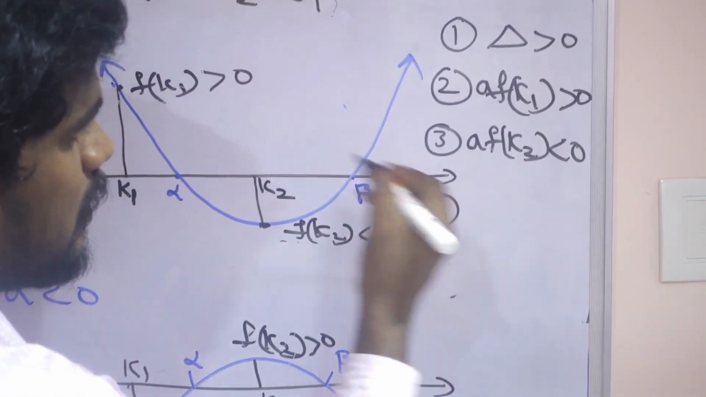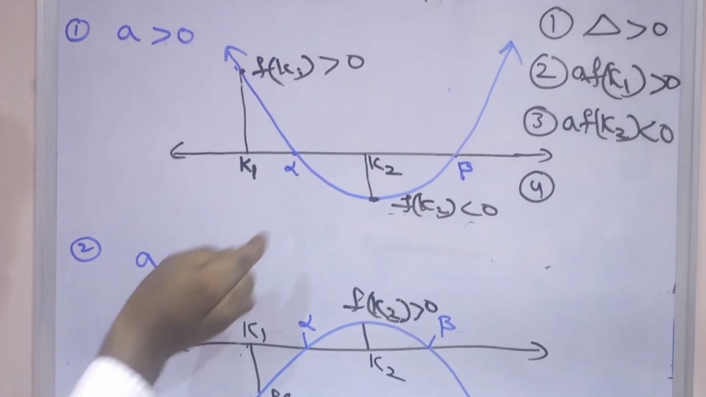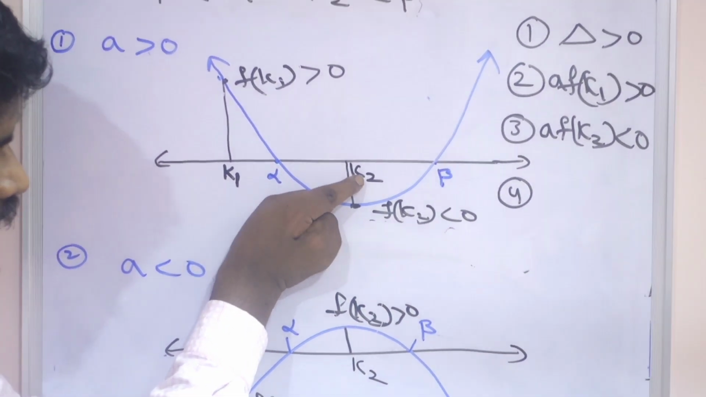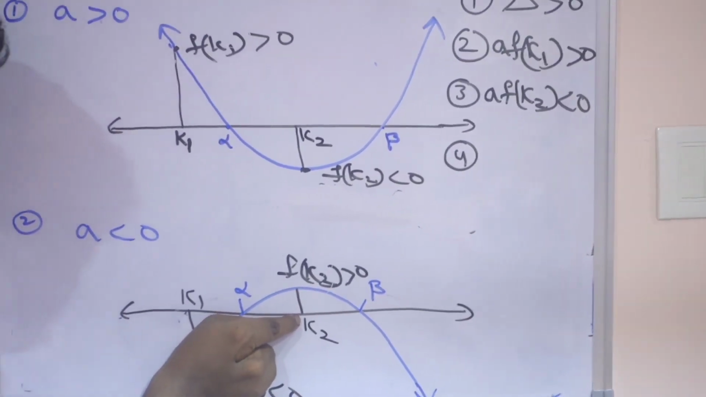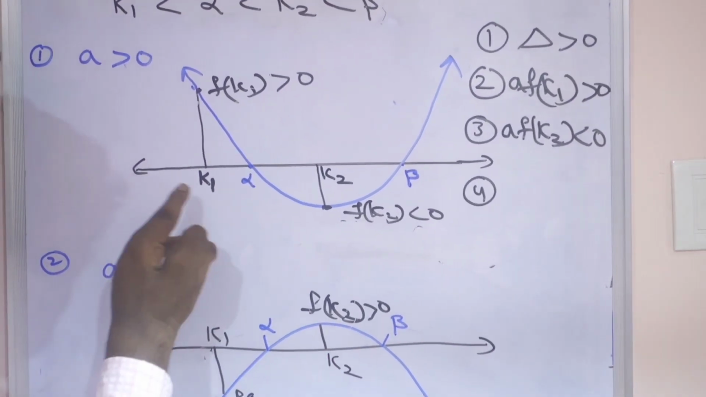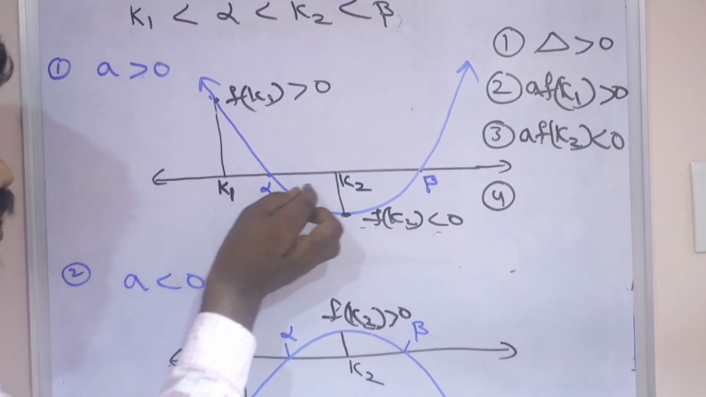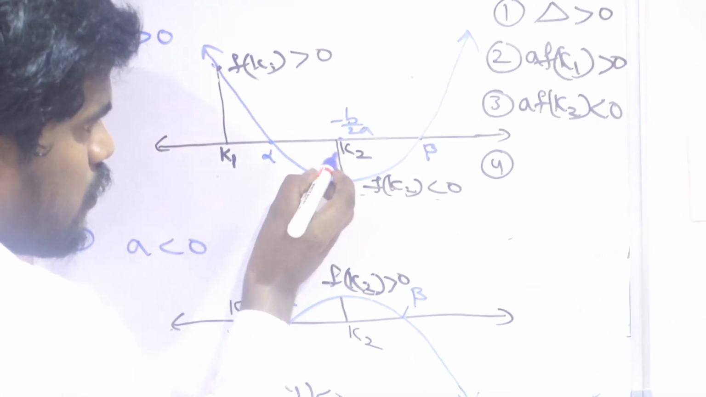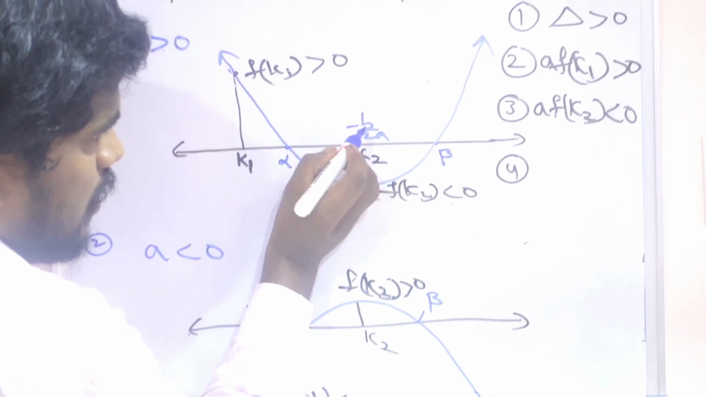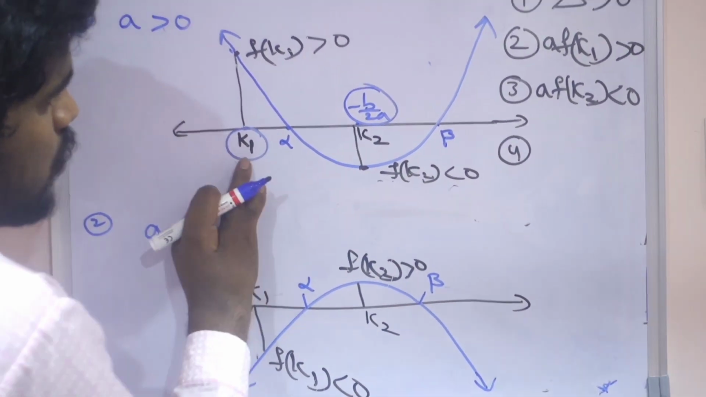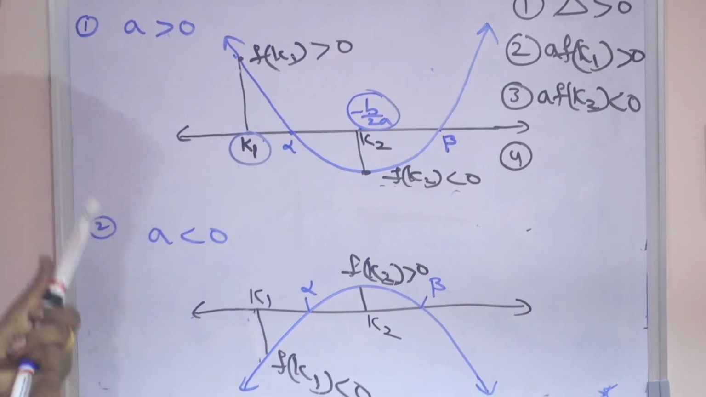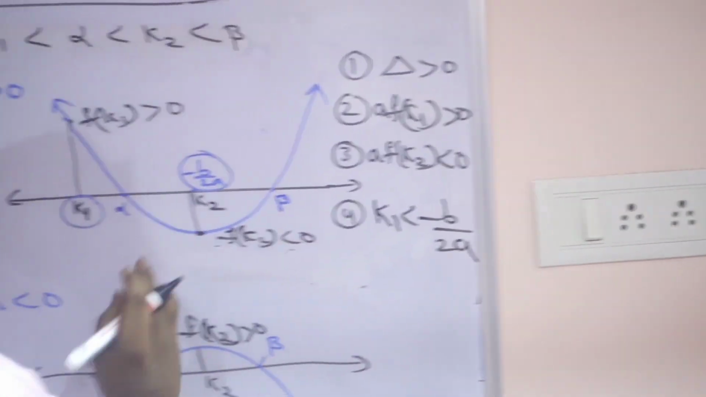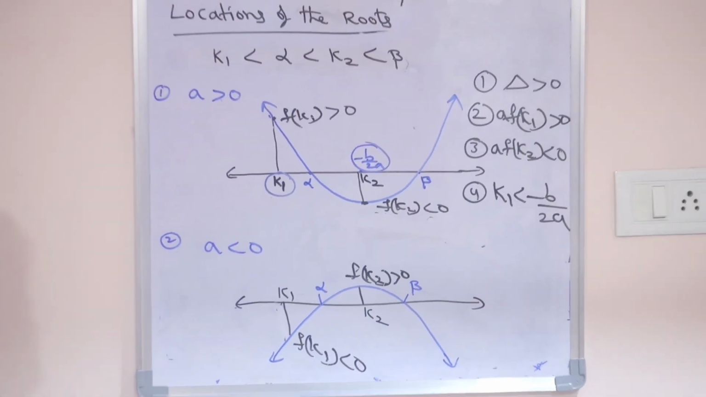Next, the fourth point: minus b by 2a. Here there is no comparison between minus b by 2a and k2, because we don't know which is more. But comparison with k1 is possible. k1 is below minus b by 2a, so minus b by 2a is somewhere in the middle. So k1 is less than minus b by 2a. This is the case for k1 less than alpha less than k2 less than beta.